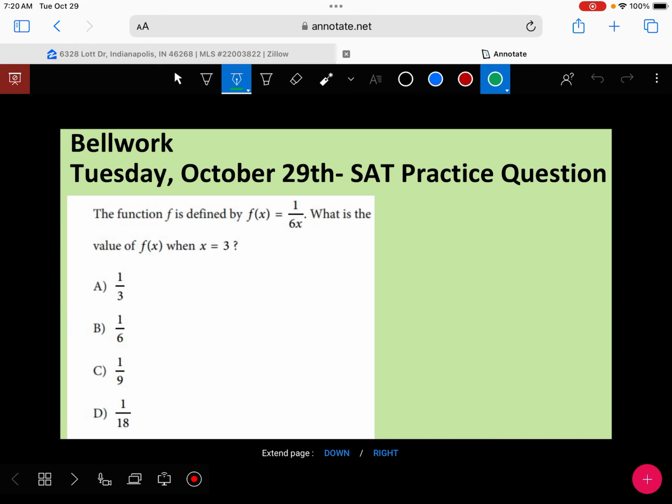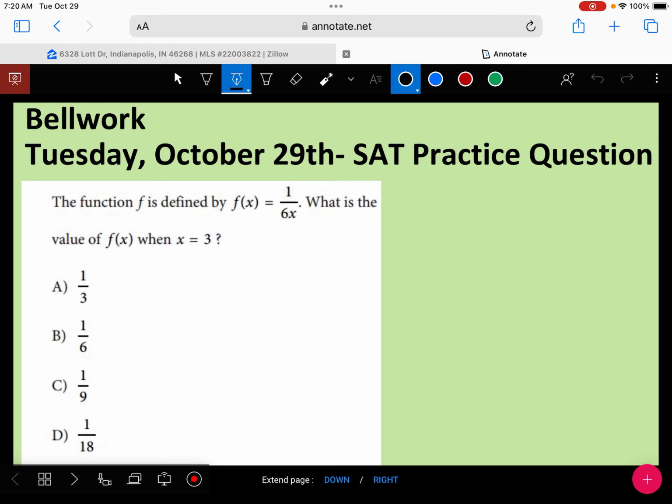Into x. So if f of x is 1 over 6x, and they're telling us to put a 3, that would be 1 over 6 times 3. So what answer would you pick? A, B, C, or D? D. 6 times 3 is 18. So that would be your answer.